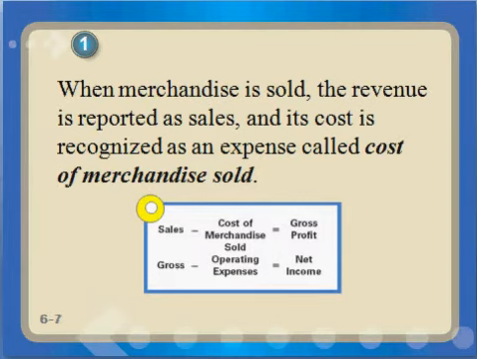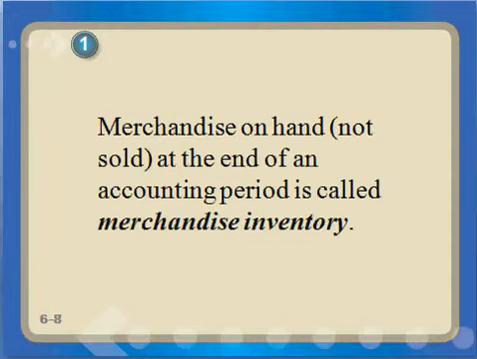When merchandise is sold, the revenue is reported as sales, and its cost is recognized as an expense called cost of merchandise sold, or sometimes just called cost of goods sold. Merchandise on hand not sold at the end of the accounting period is called merchandise inventory.